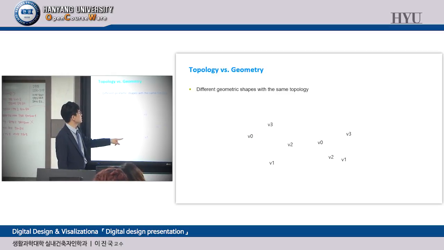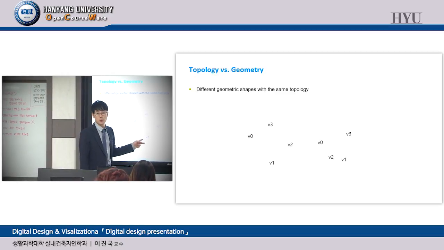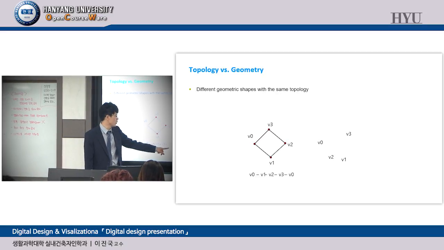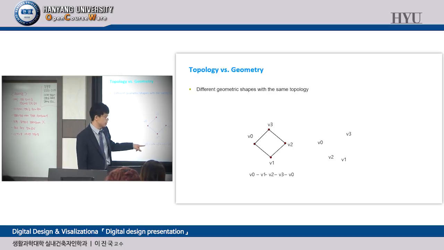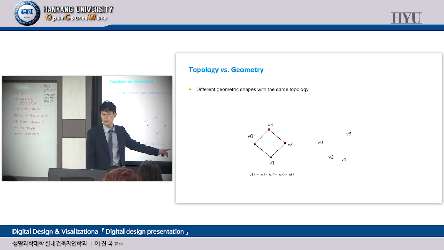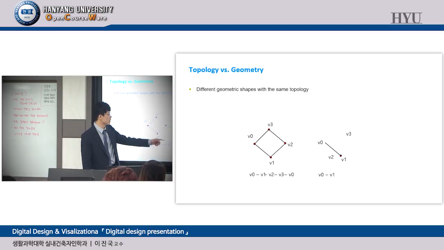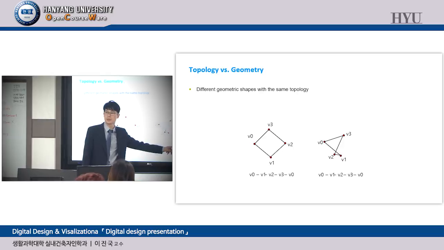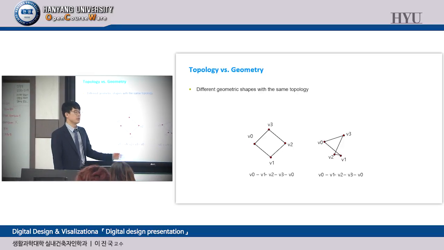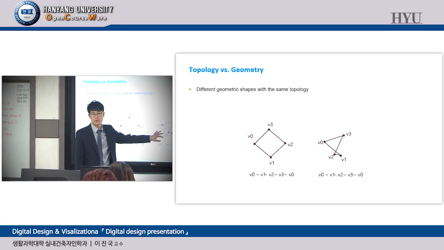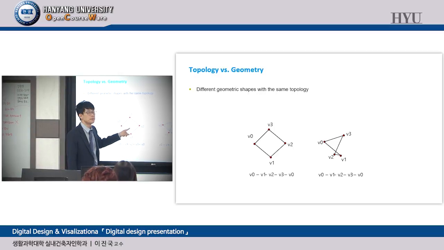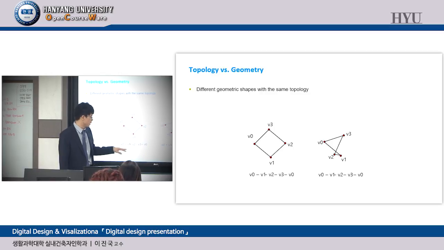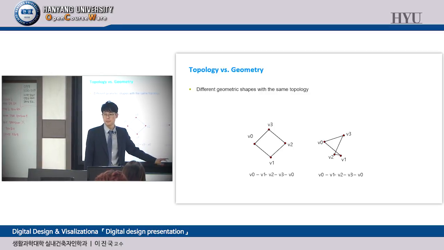The first thing is same topology. Let's take a look. I told you topology defines the relationship. Starting point, vertex 0, end point, vertex 0. How about the second one? Starting point, end point, same, okay, vertex 0. But they are looking totally different, which means different geometric shape, okay? They are geometrically different, but topologically the same.